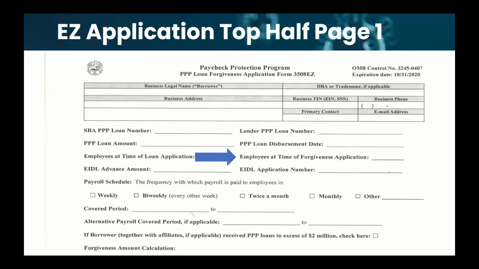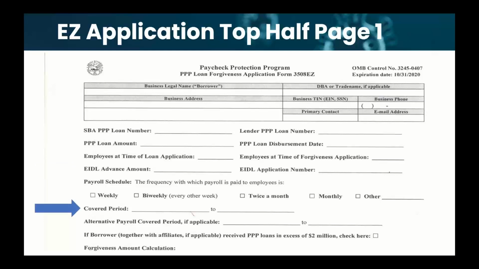Employees at time of the forgiveness application. This is the same calculation, just now done at the time you are submitting the application. The time period for the calculation is the pay period that includes the date upon which you are submitting the application. That could be a week, 2 weeks, half a month, whatever your normal pay period is. If you received an EIDL advance, you will enter that dollar amount here.